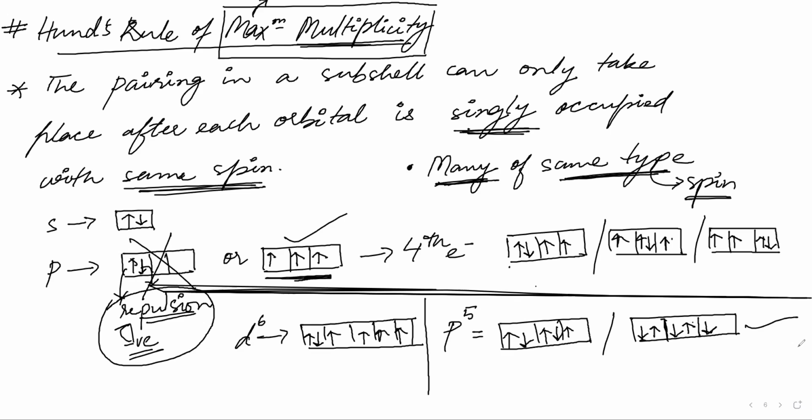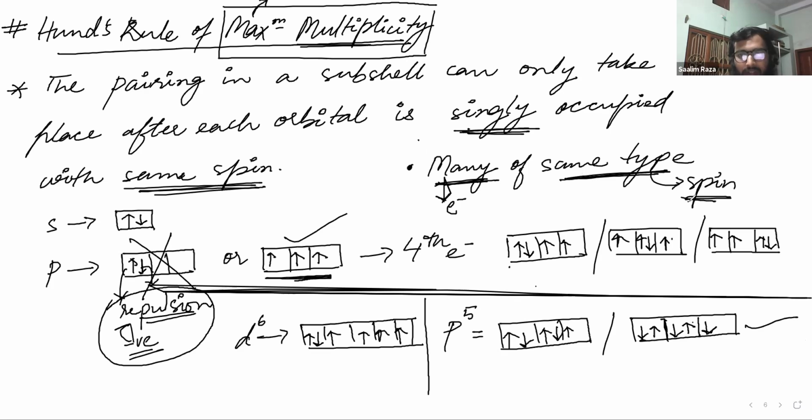Multiplicity is many of the same type. What is many here? Many is the electrons. What is the same type? The same type is the spin. We have electrons with the same spin. That is multiplicity. Done on this page, sir. I hope you heard when I was speaking on this page.